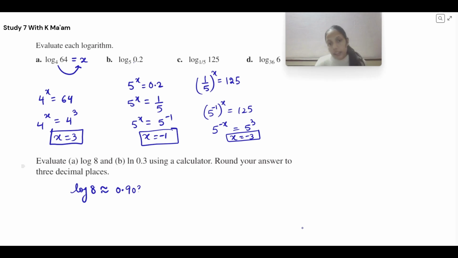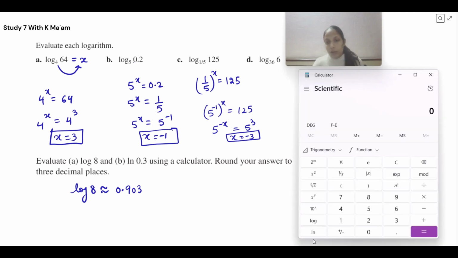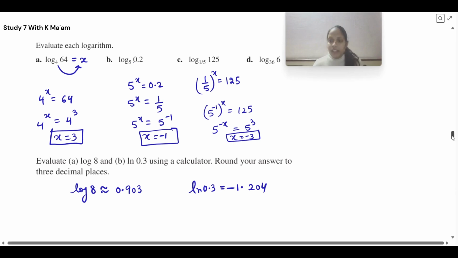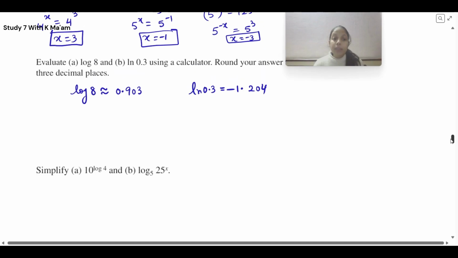Now for the next case, it is ln, natural log. ln of 0.3. So I calculate ln of 0.3 and that is negative 1.2039. See this, the fourth digit is greater than 5, so this will shift 1 digit here. So it's negative 1.204. This is ln of 0.3. Done.